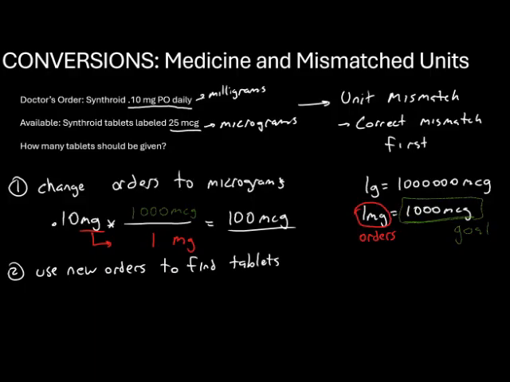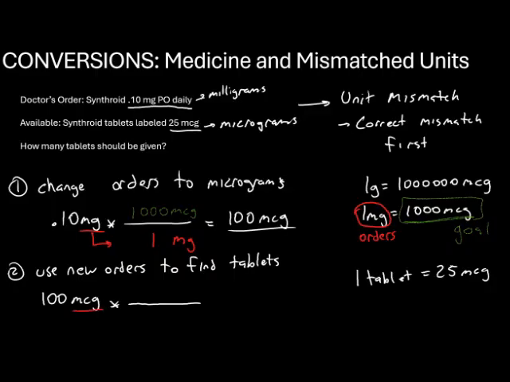In the question, our medicine available is Synthroid tablets at 25 micrograms. So we'll write that 1 tablet is 25 micrograms. We'll also write our answer from step 1, which was 100 micrograms. And we'll multiply that by a fraction.